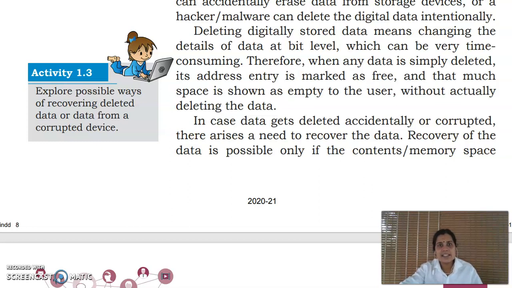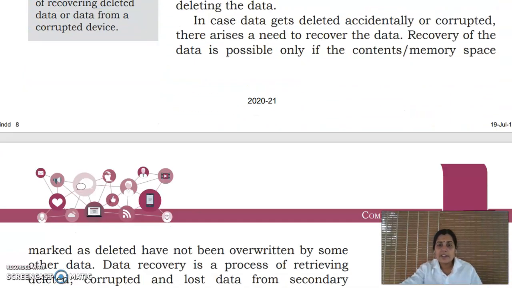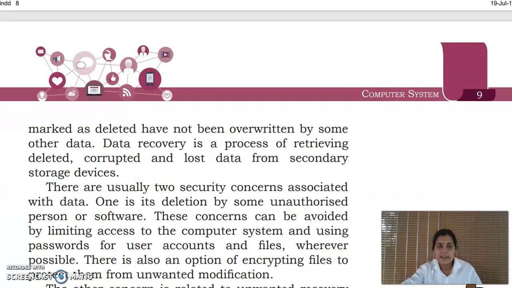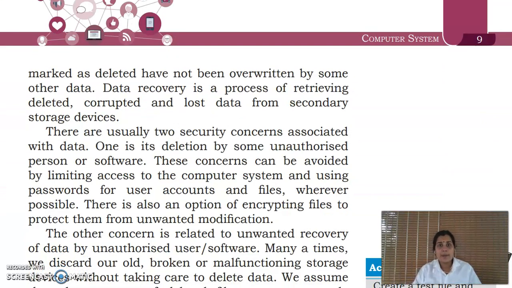If data is deleted, some recovery mechanisms are there to access the data. Recovery of data is possible only if the contents marked as deleted have not been overwritten by other data. That means if data is deleted and the contents are overwritten, the data is lost from memory, and we cannot recover it. Data recovery is a process of retrieving deleted, corrupted and lost data from secondary storage devices. Data is stored in a hard disk or SSD, which is a secondary storage device. Data recovery is the process of retrieving data which is deleted either by the user or by malware.